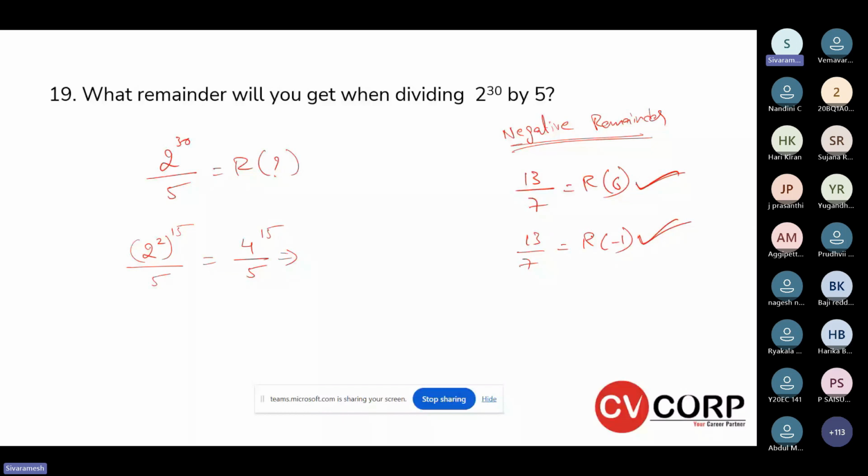So this is a minus 1 remainder. Just remove 1 from 7. The number which you are dividing with, remove that negative. So 7 minus 1 will be 6.